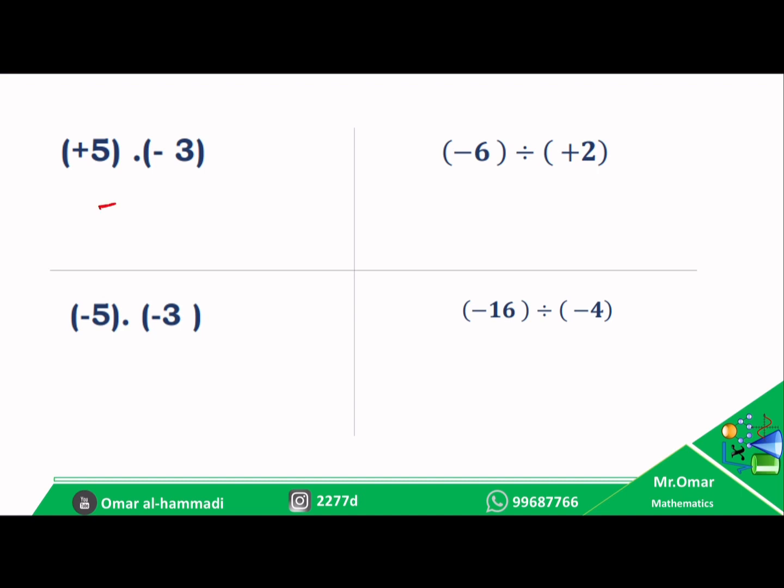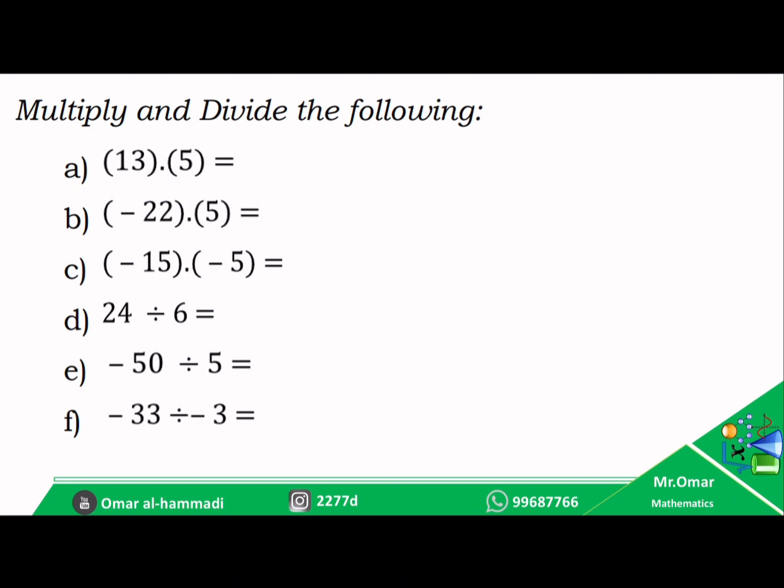Here we have some examples. 5 dot minus 3. Positive and negative will give us negative. 5 multiplied by 3 is 15, so minus 15. And again here, minus 6 divided by plus 2 will give us minus 3, because minus and positive is minus, and 6 divided by 2 is 3. Minus 5 multiplied by minus 3 will give us positive 15. Minus 16 divided by minus 4 will give us positive 4.